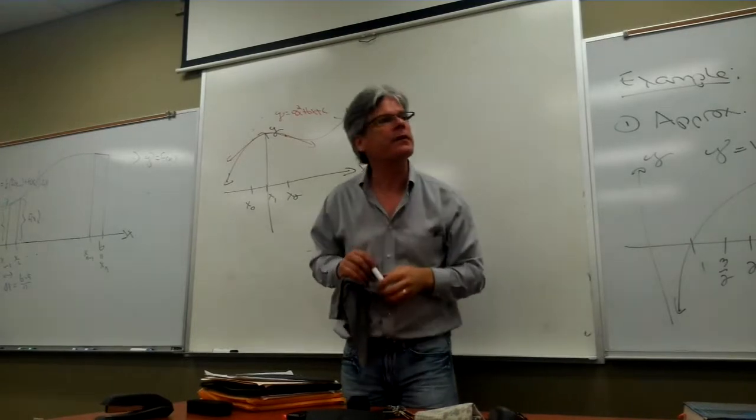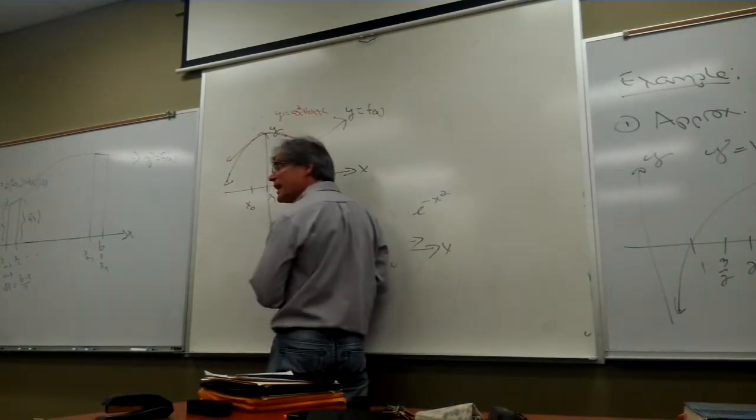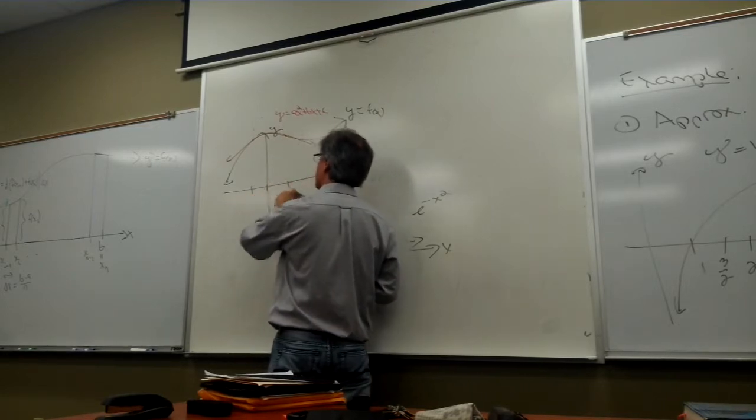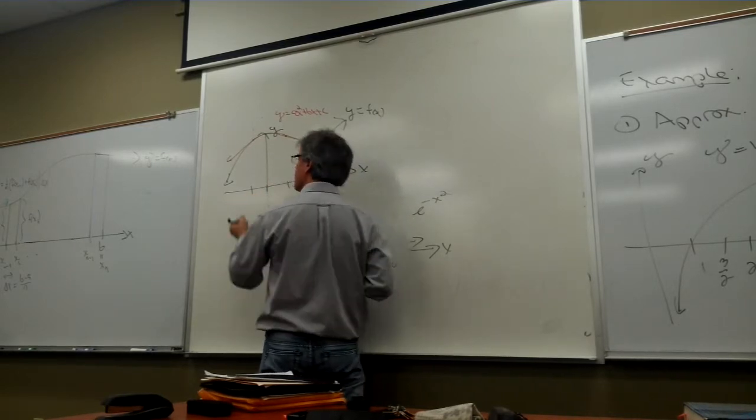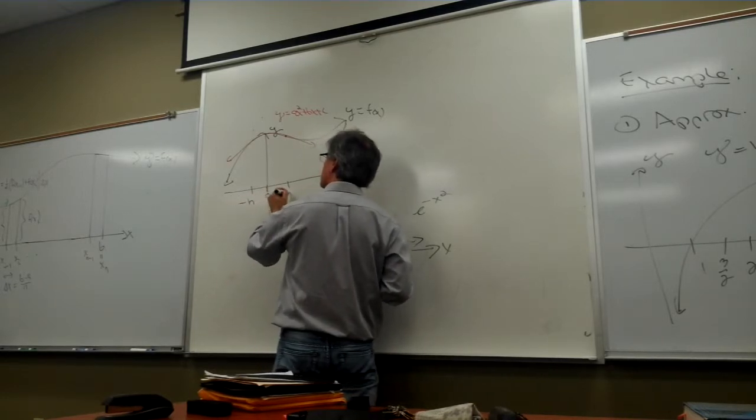Because I might get lost in my subscripts, can I be really lazy? Instead of referring to these points being located on the x-axis at x of naught, x of 1, x of 2, let me do something fancy. How about negative h, 0, h.